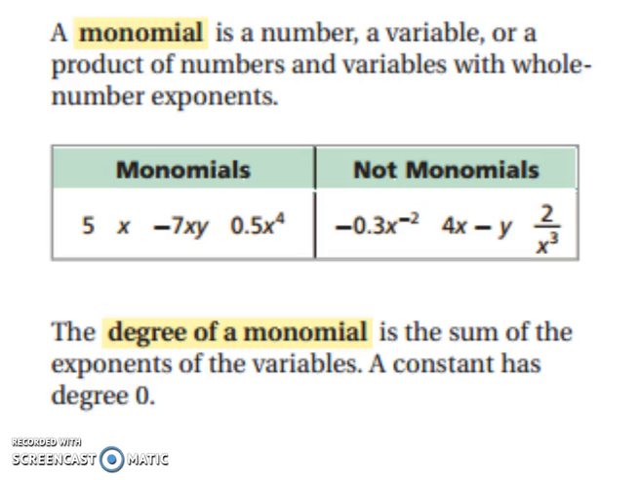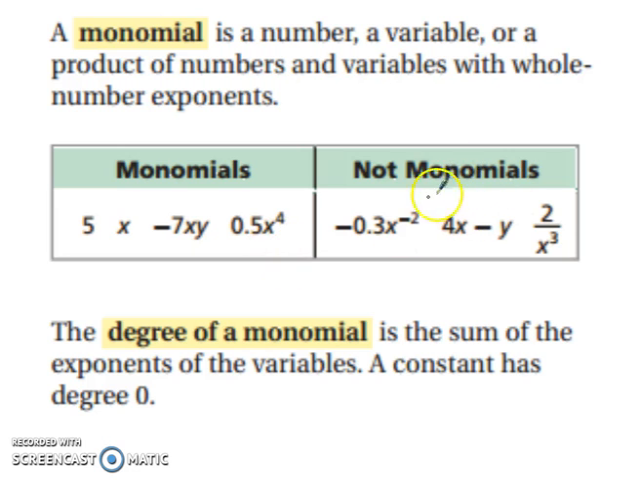Let's start with a monomial. A monomial is a number, a variable, or a product of numbers and variables with whole number exponents. So for example, 5x, negative 7xy, 0.5x to the fourth. Notice how a monomial doesn't have an addition or subtraction sign between things. Like this has two terms in it. A monomial is just one term, one clump of numbers, if you will.